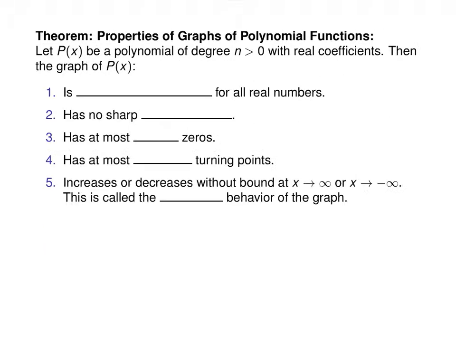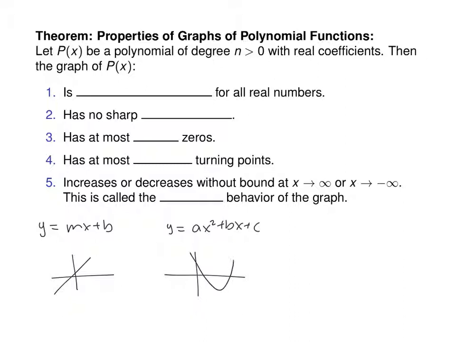Okay, so here are properties of polynomials. Let's think about the polynomials that you have actually seen pictures of. You have seen things like y equals mx plus b. In general, they look something like this or the other direction, right? You've also seen ax squared plus bx plus c. What is their general shape? U, exactly.